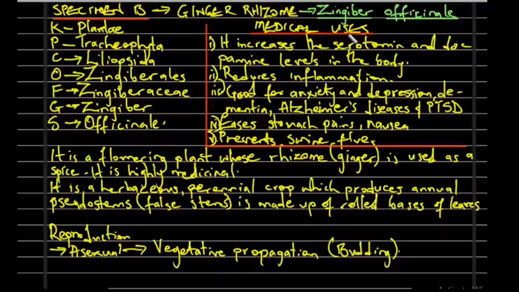Looking at some of the medicinal values, we said that it increases the serotonin and dopamine levels in the body. It also reduces inflammation. It is good for anxiety and depression. It also helps with dementia and Alzheimer's disease, as well as PTSD, which is post-traumatic stress disorder. It eases stomach pains and nausea, and it also prevents swine flu. So these and more are some of the medicinal uses of the ginger rhizome.